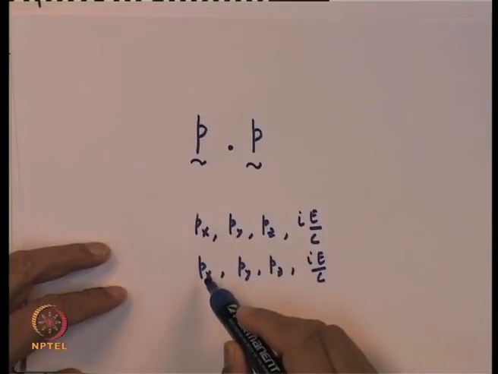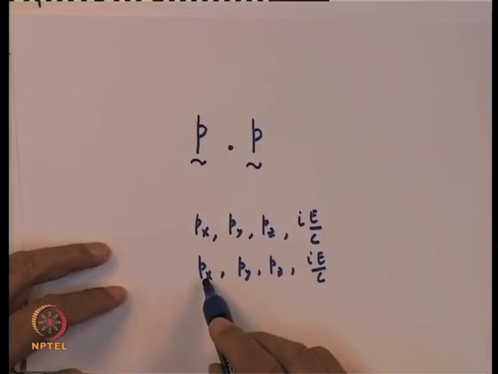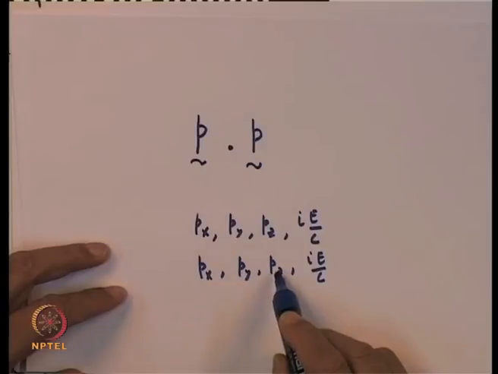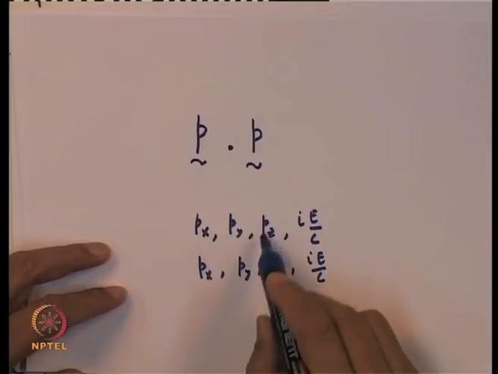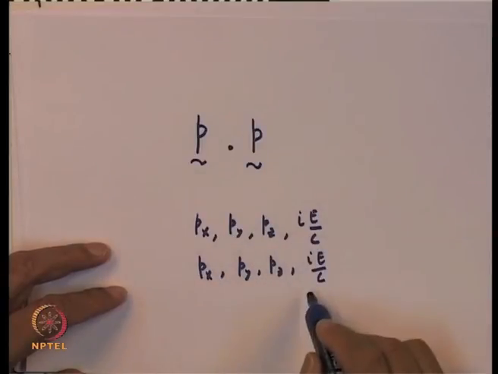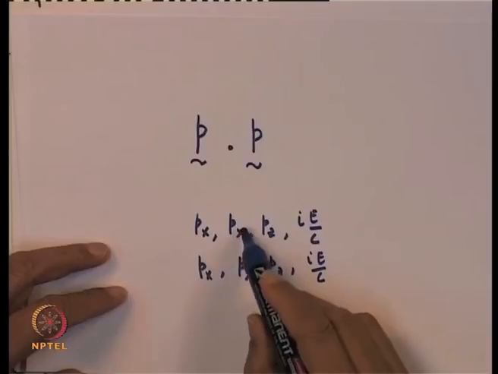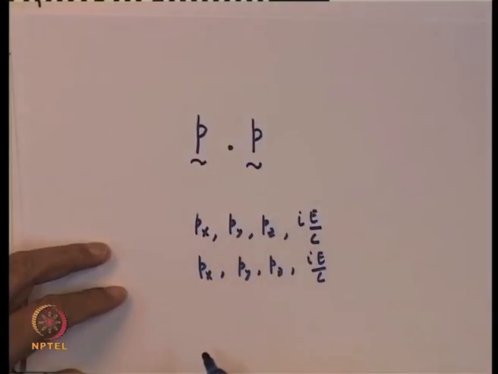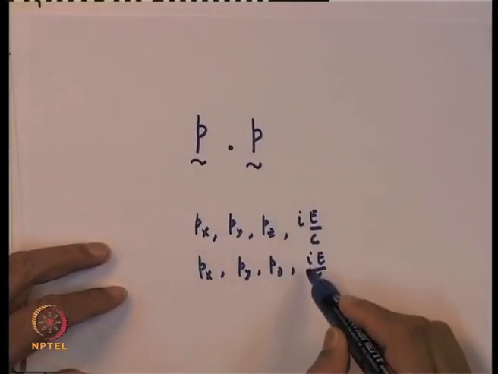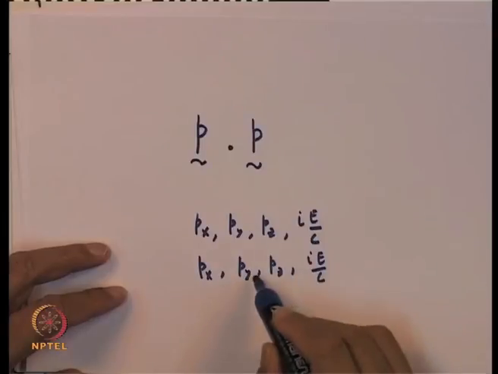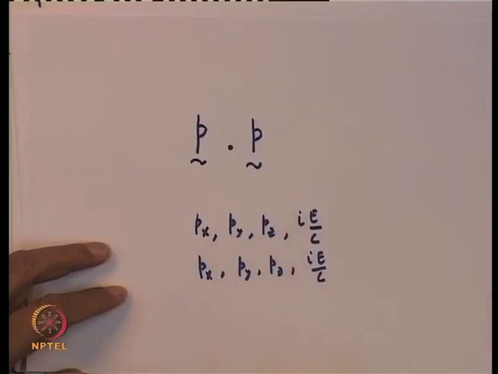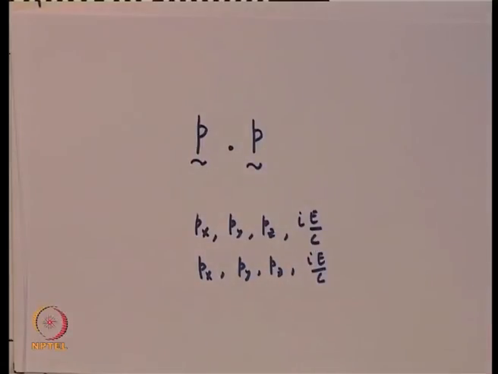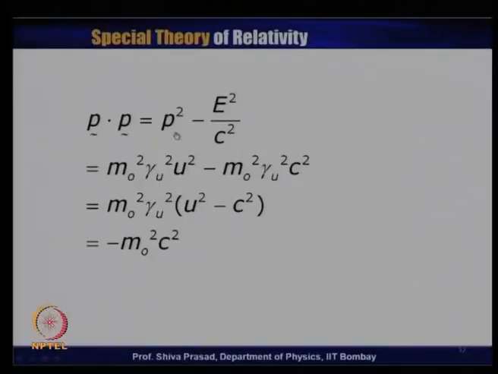So if I multiply this by this, I get Px square. So this will turn out to be Px square plus Py square plus Pz square, because I have to add all these 3. This gives me Px square plus Py square plus Pz square. When I multiply the 2, i square will give me minus 1. So this will be Px square plus Py square plus Pz square minus E square by c square. So this is what I have written here. P dot P is equal to P square minus E square by c square.